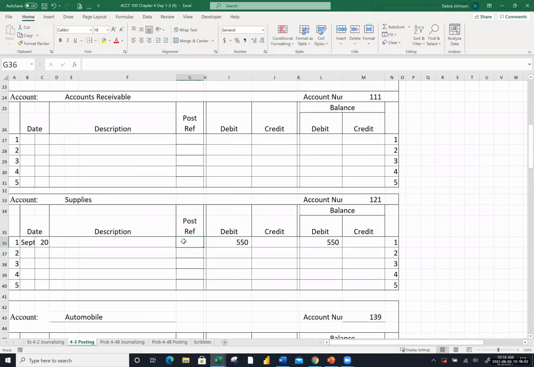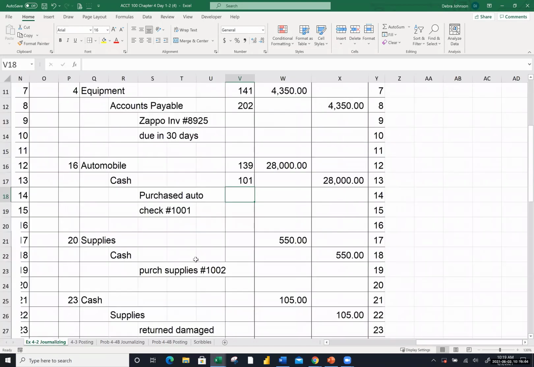I'm going to cross-reference this. This came from the journal, page 1. And then back over on the journal, I'm going to put in that account number 121. So let me go back in here, 121. And now we're going to have to be careful because we're going to adjust the balance again. The second half of that transaction, which I'm ready to do now, was a credit to cash.